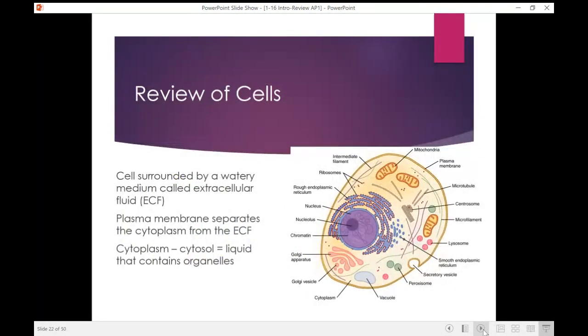So let's talk a little bit about cells really quickly. Cells are surrounded by a water medium called extracellular fluid. That's going to be outside of the cell. The plasma membrane is going to separate the cytoplasm from that extracellular fluid, and the cytoplasm or the cytosol is the liquid that contains the organelles. Okay? And so remember, on the outside of the cell, we have that double-layered phospholipid membrane. You might have heard it called the phospholipid bilayer.